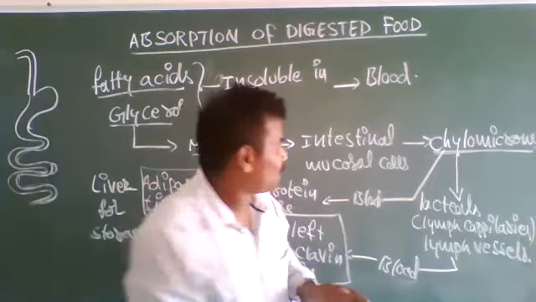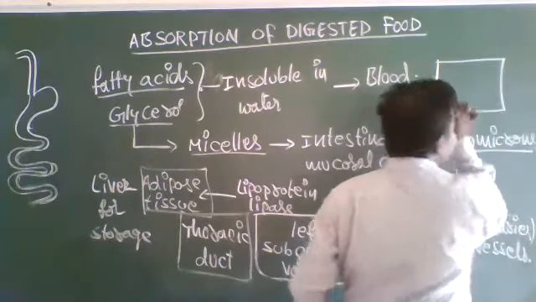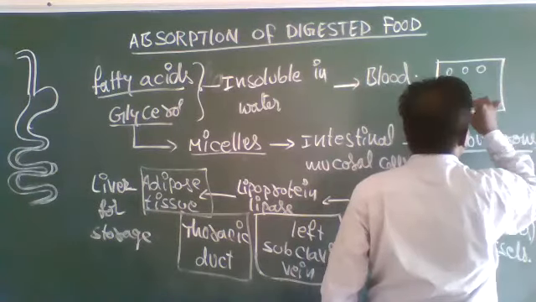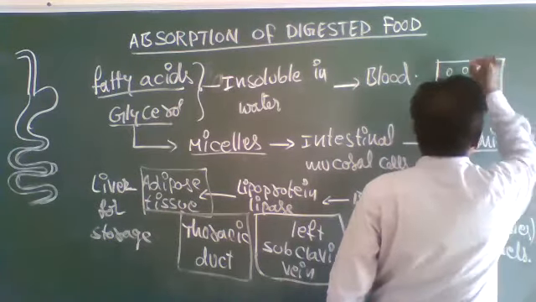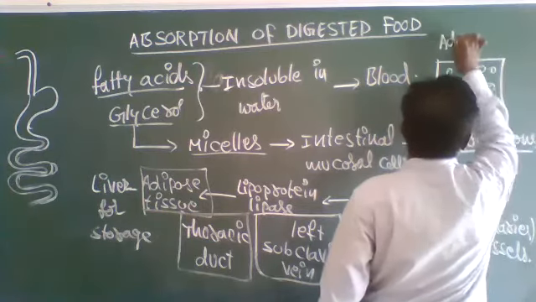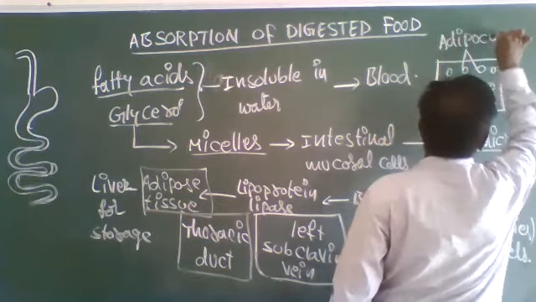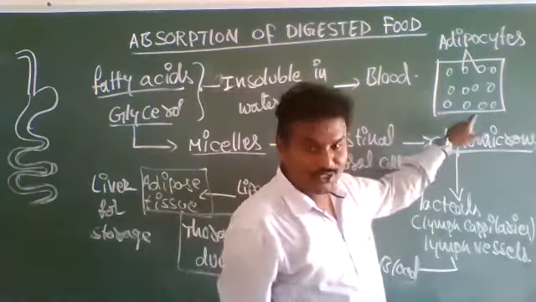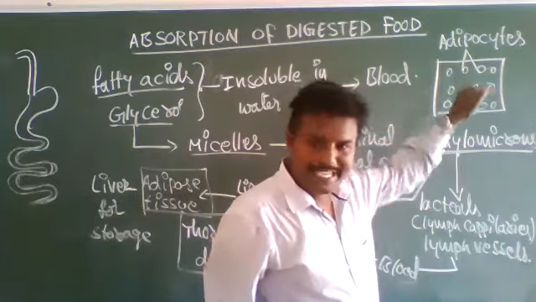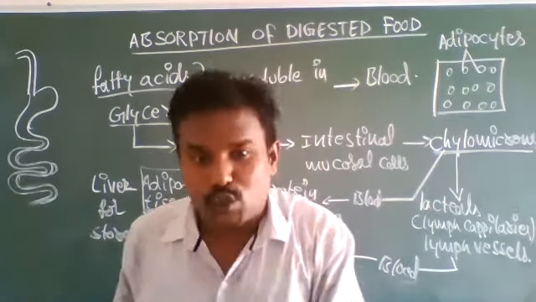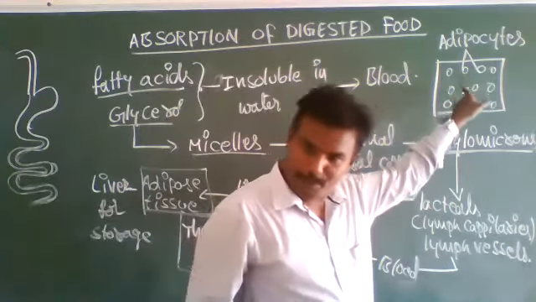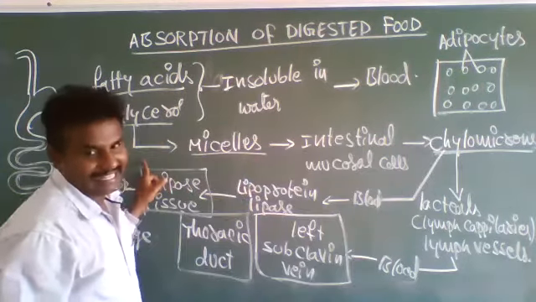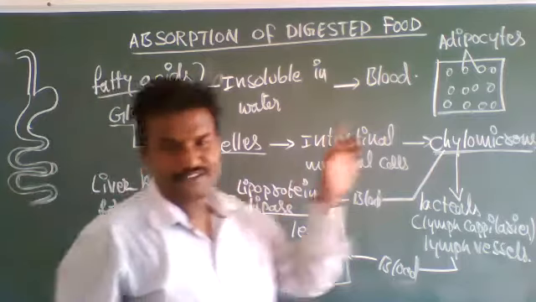This is adipose tissue. In the adipose tissue, these are called adipocytes. In the adipocytes, those particles are stored. Some particles are stored in the adipocytes of the adipose tissue, and some are stored in the liver for future use.